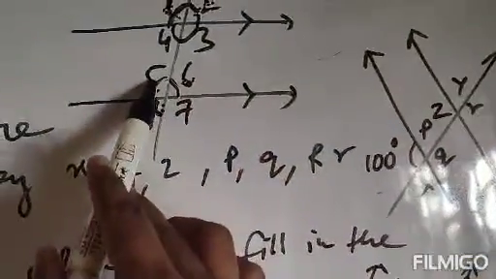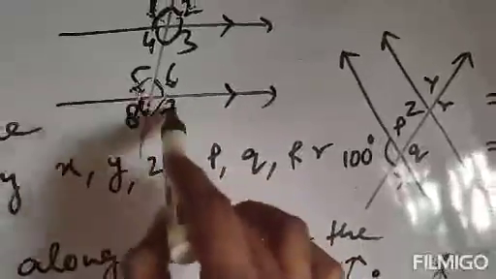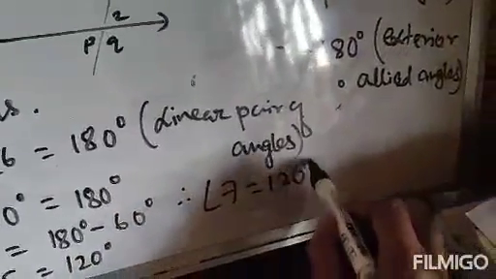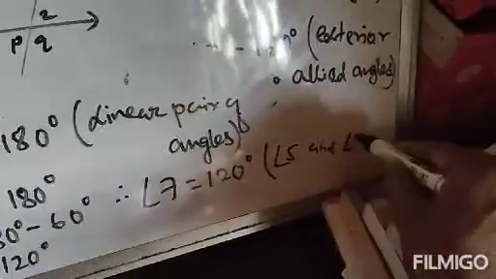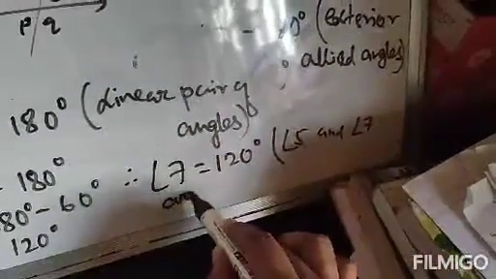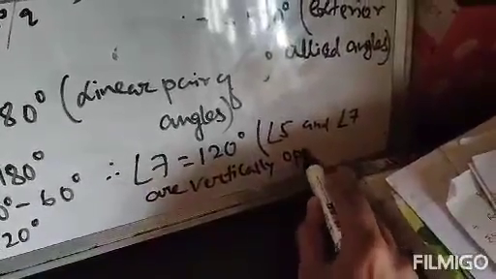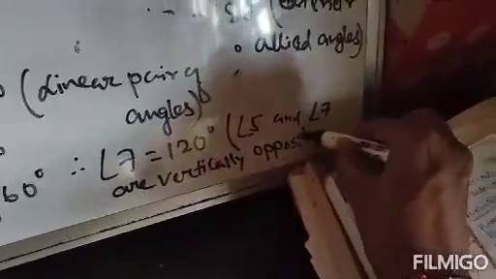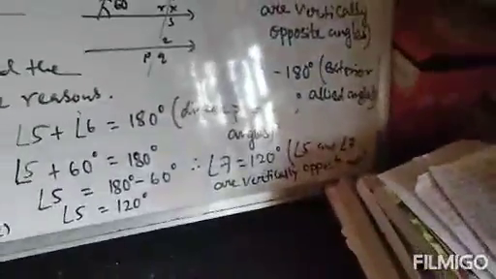Now if angle 5 is 120 degree, angle 7 will also be 120 degree, because angle 5 and angle 7 both are vertically opposite angles. So angle 7 will also be 120 degree. Therefore we will write that angle 7 will also be 120 degree, because angle 5 and angle 7 are vertically opposite angles. Just write here vertically opposite angles.